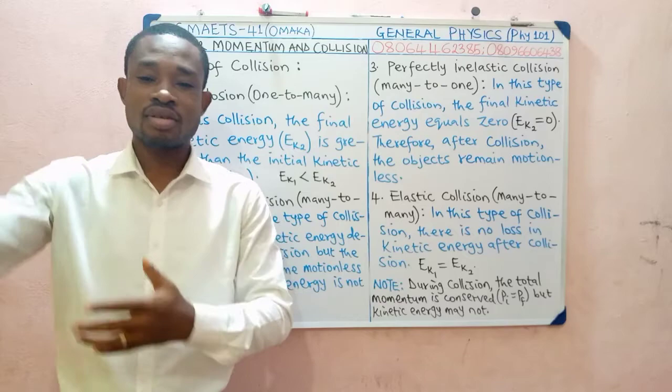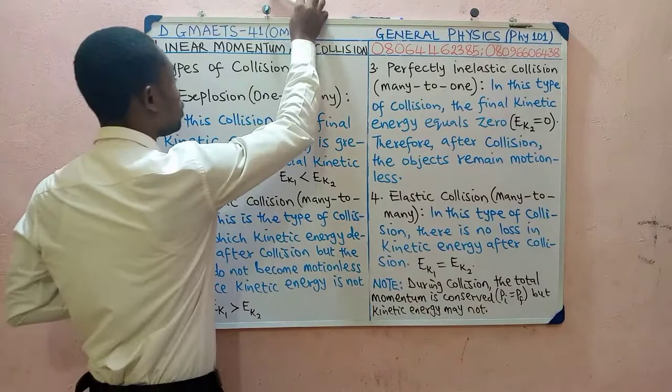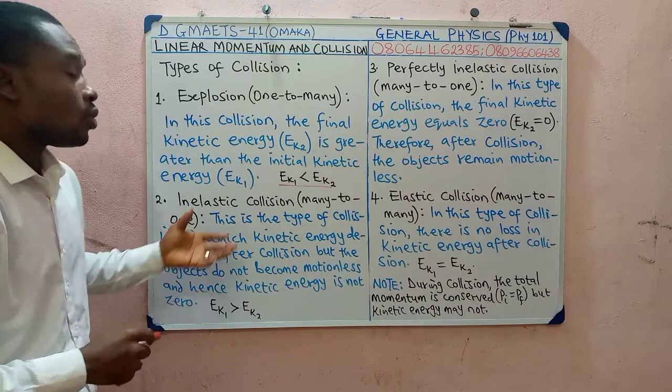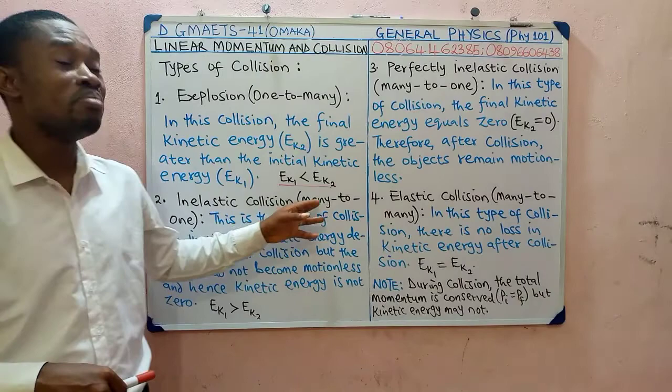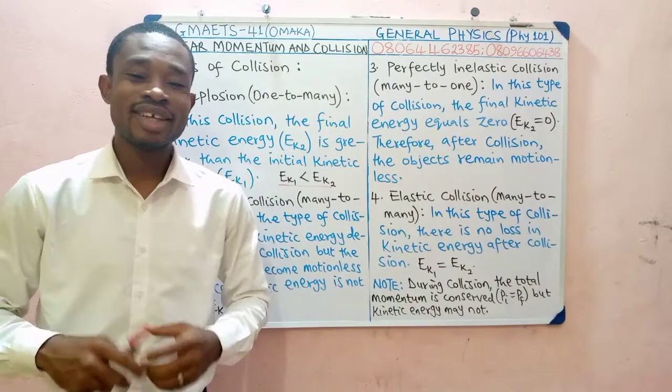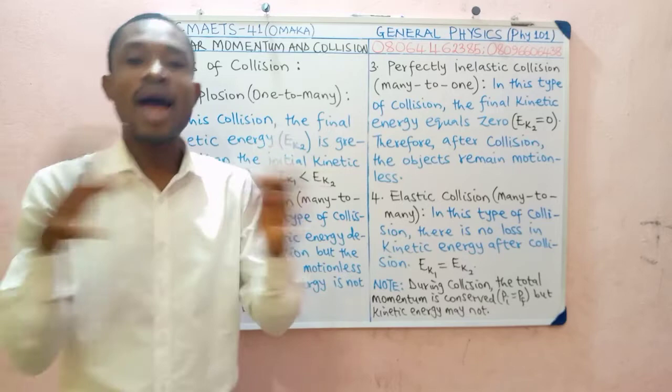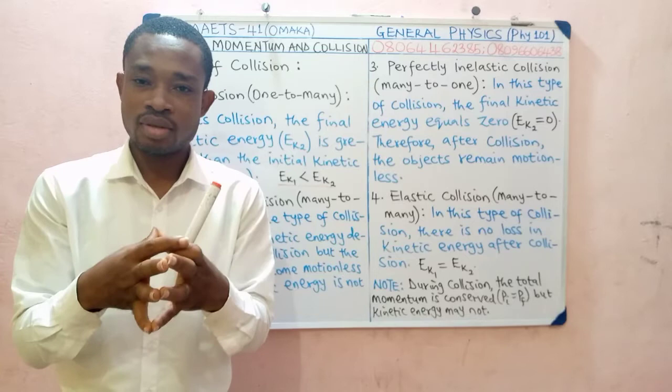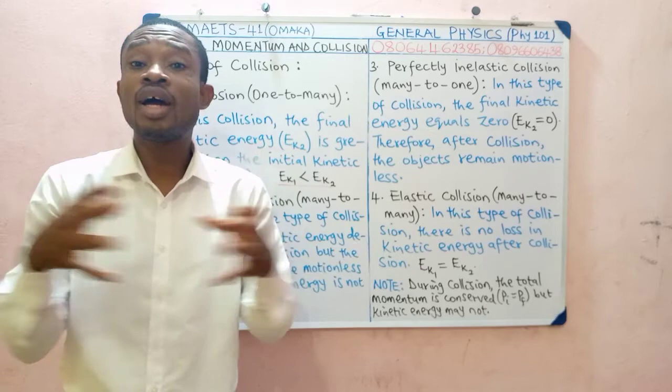Now let us quickly move on to another type. This is the first type, that is explosion. We want to consider inelastic collision. Inelastic collision is also a many to one type of collision. Many to what? One. It happens in the case where you have two or more objects interacting, but when they collide, they now stick. So it forms a single system, a unit. You have more than one of these objects initially that collided, but after collision, they stick together to form a single unit.